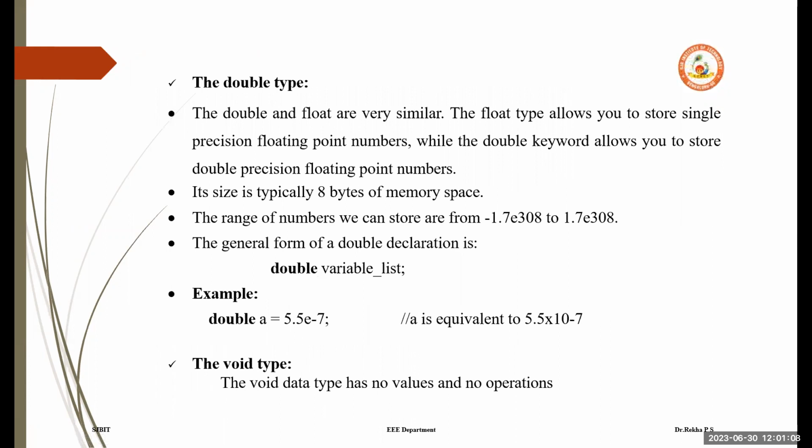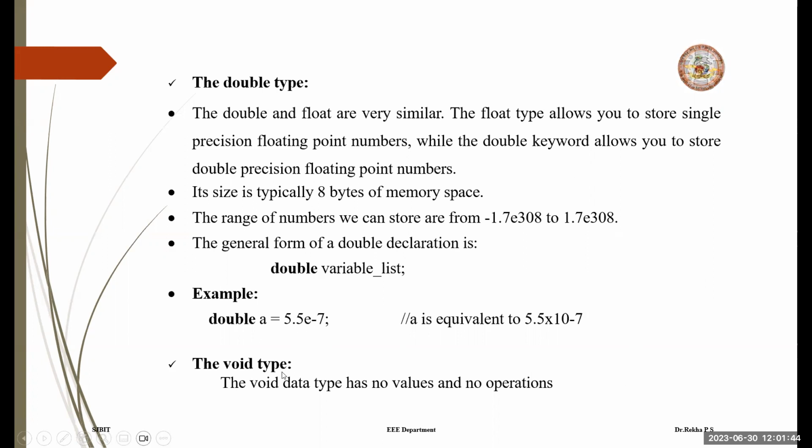The float type allows you to store single precision floating point numbers, while the double keyword allows you to store double precision floating point numbers. So its size is typically 8 bytes of memory space. The range I've shown here. The general form of double declaration is double followed by variable name. So this is actually a variable of type double. So you can store large values. This value is equivalent to 5.5 into 10 raised to minus 7.